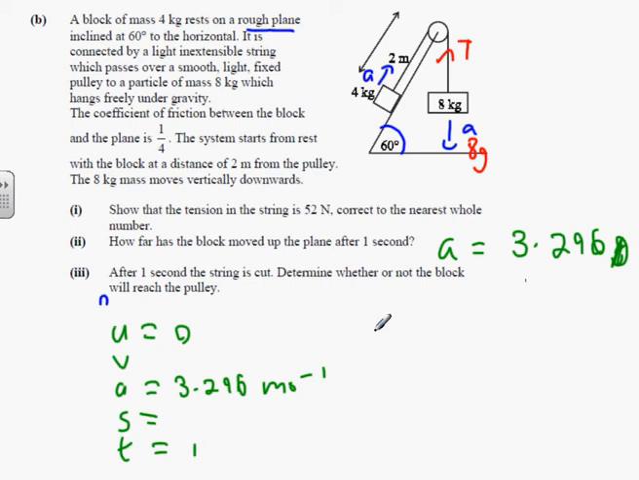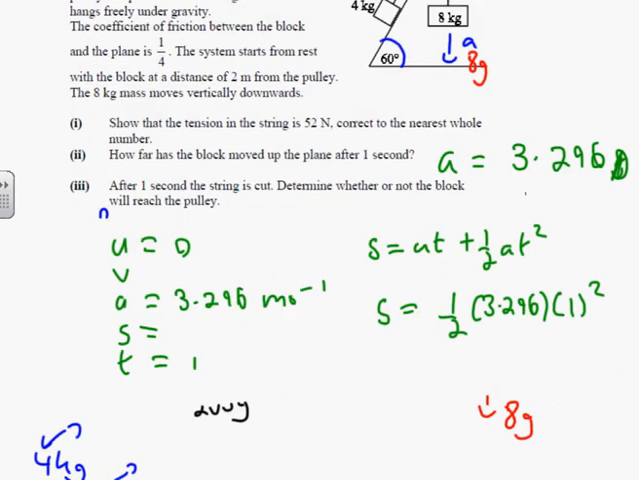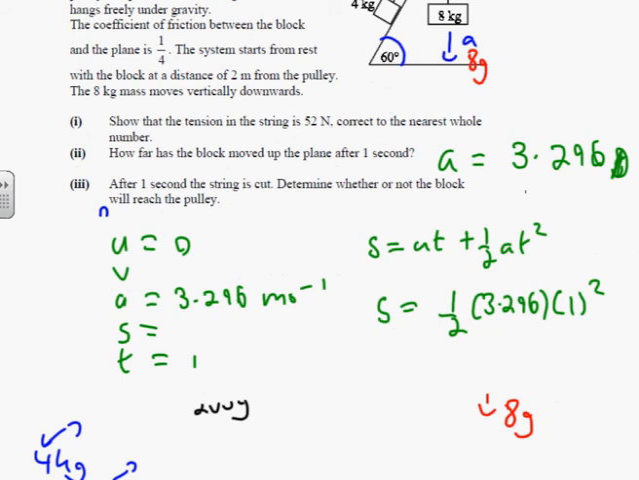How far? So s equals ut plus a half at squared. u is 0, yeah? So s equals a half multiplied by 3.296 and t squared being 1. Okay, then put that into the calculator and what do we get? s equals 1.648 meters. Is that it? Okay.